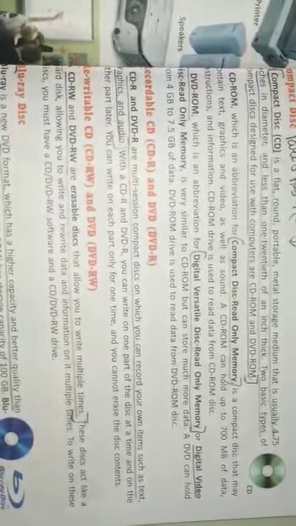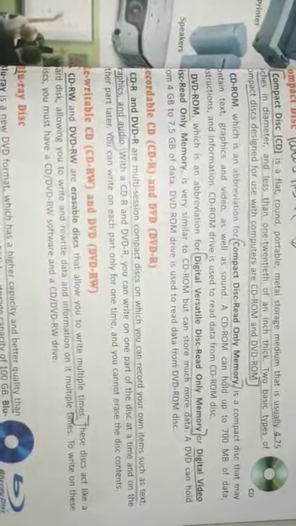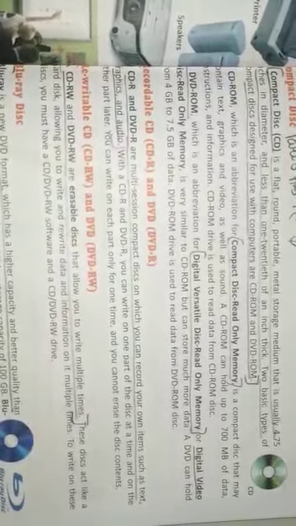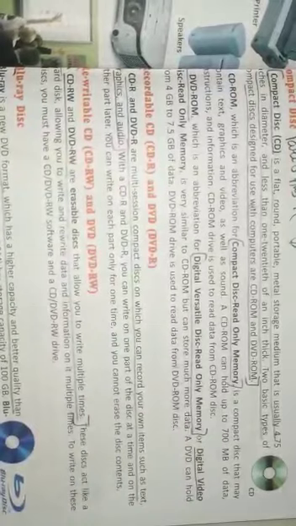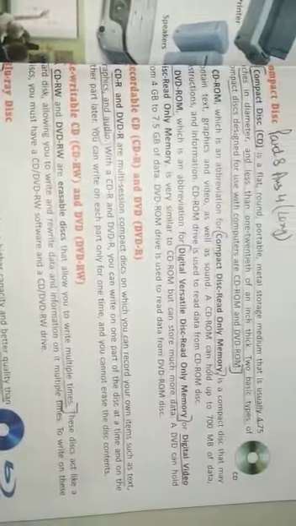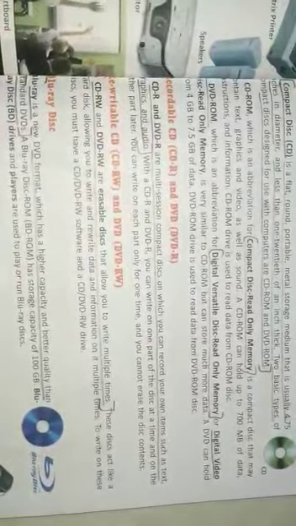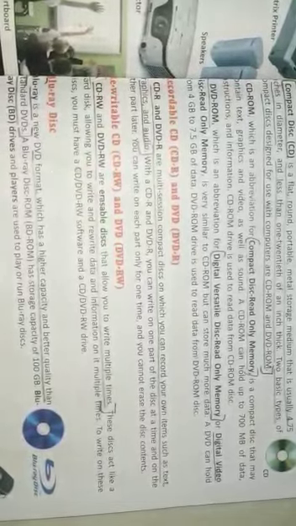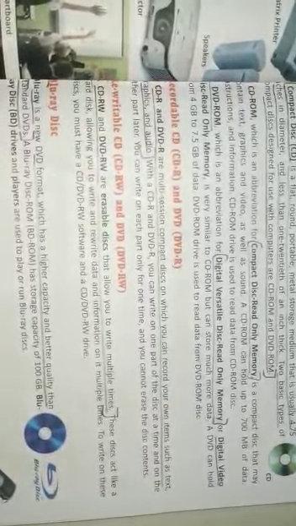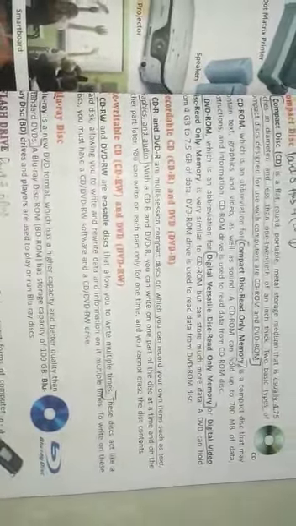After that, you have to make the heading of rewritable CD and DVD. CD-RW and DVD-RW are erasable discs that allow you to write multiple times. After that, you have to make another heading, Blu-ray disc. Blu-ray is a new DVD format which has a higher capacity and better quality than standard DVDs. Here is the end of the fourth long question.